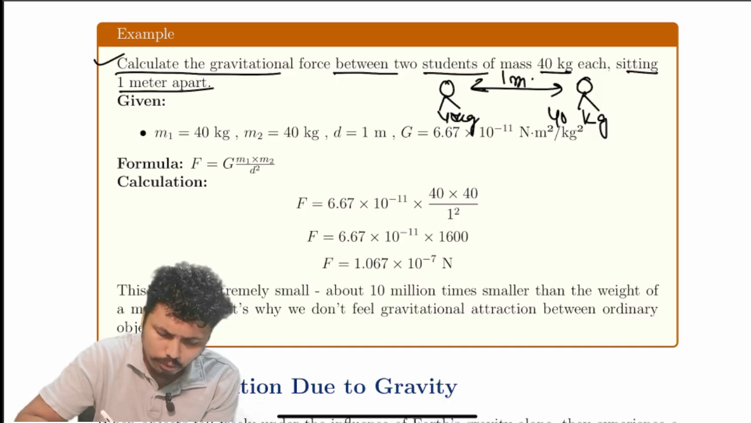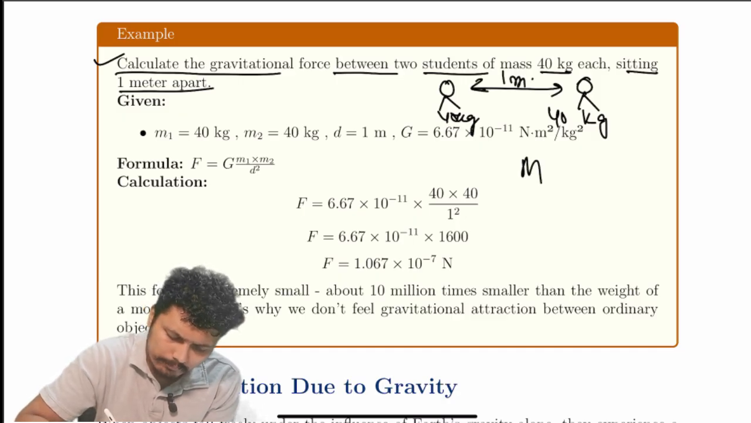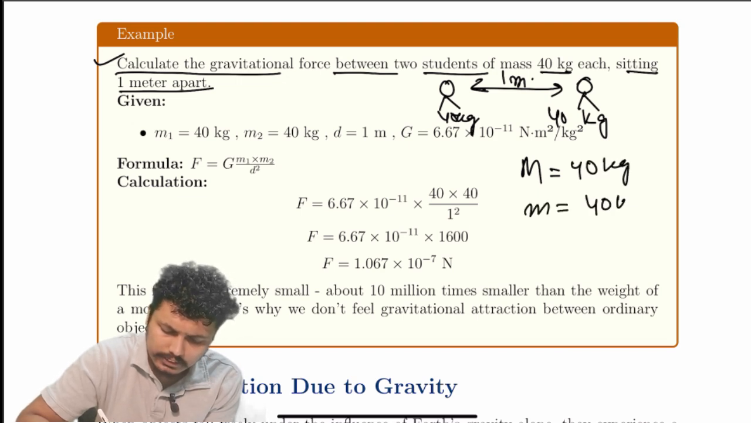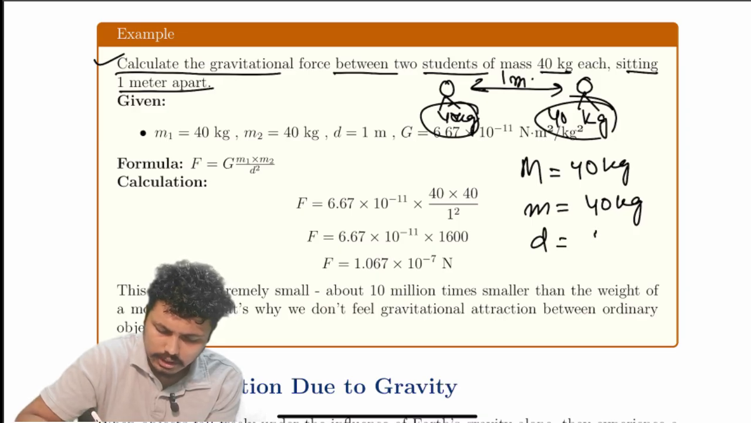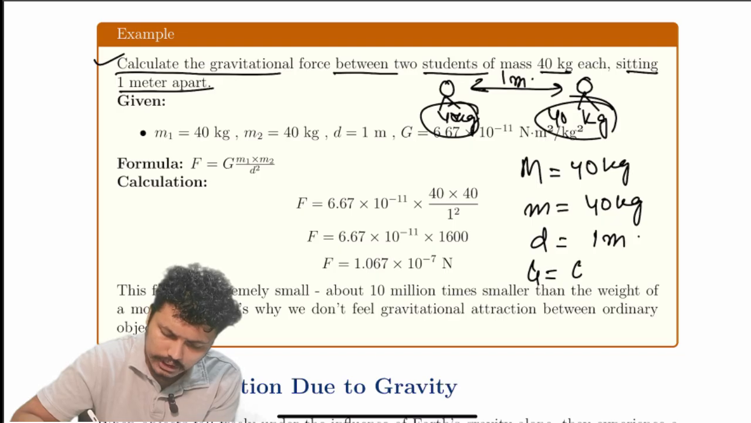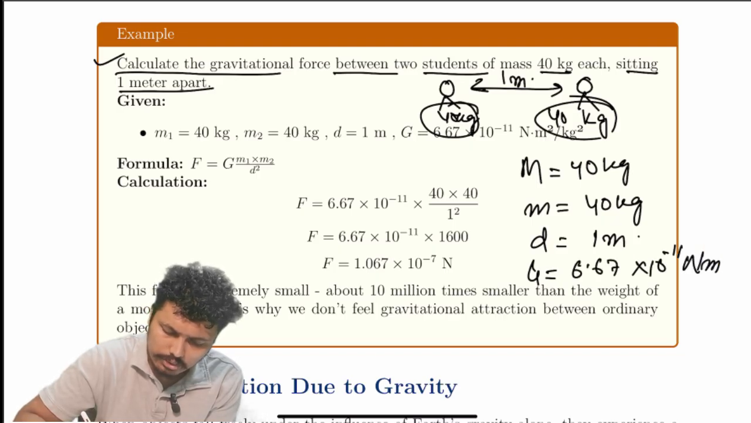Now, sir, the formula we know. What is M? 40 kg. What is small m? 40 kg. Me also 40, friend also 40. Distance is 1 meter. And the G value is given as 6.67 into 10 to the power minus 11 Newton meter square per kg square.